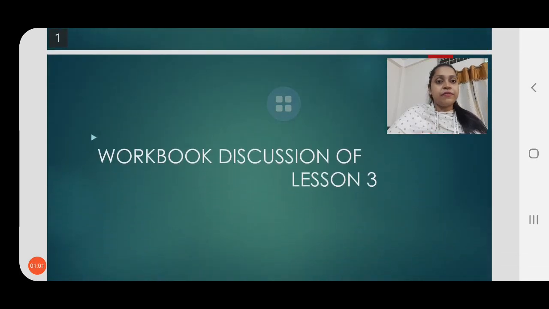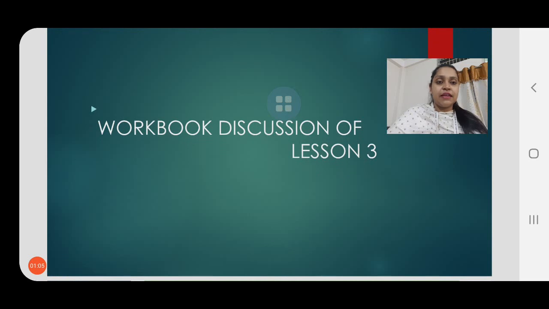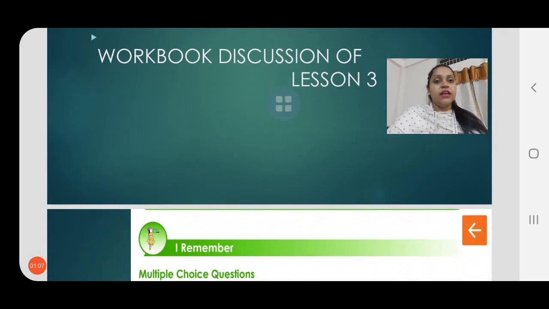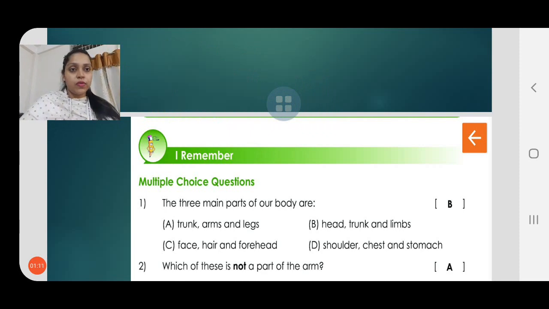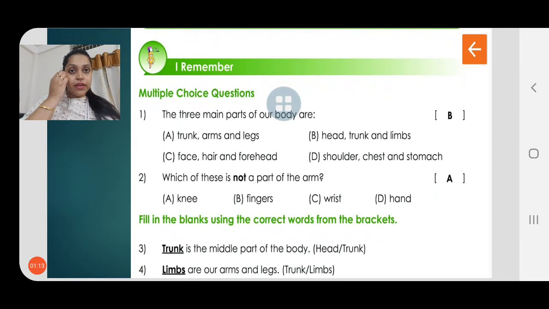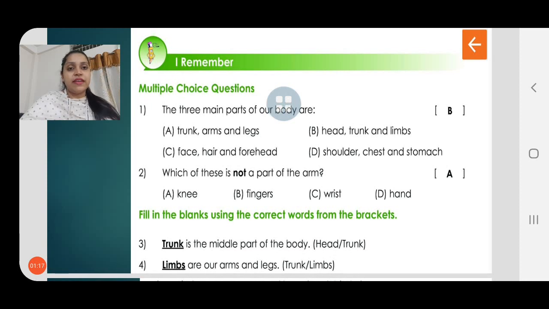So, children, first we'll be doing the workbook discussion of lesson number 3. Let's start with the first question. We have the first question as multiple choice questions. In your book you can see multiple choice questions, and it's given: the 3 main parts of a body are, which are the 3 main parts of a body? Number A, trunk, arms and legs.